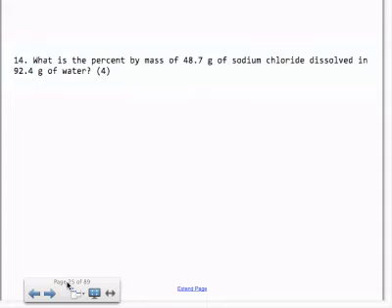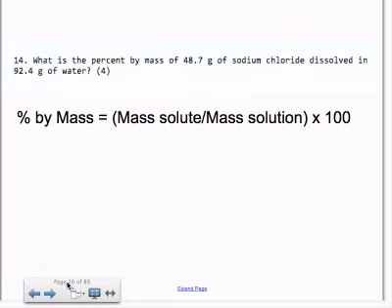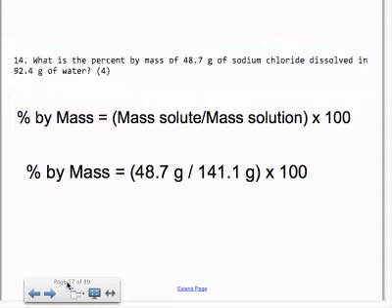What is the percent by mass of 48.7 grams of sodium chloride dissolved in 92.4 grams of water? Well, percent by mass, we take the mass of the solute and divide it by the mass of the solution and multiply by 100 to make it percent. So here we've got 48.7 grams of sodium chloride, and we're going to divide that by the mass of the solution, which is 141.1 grams, and then multiply by 100.